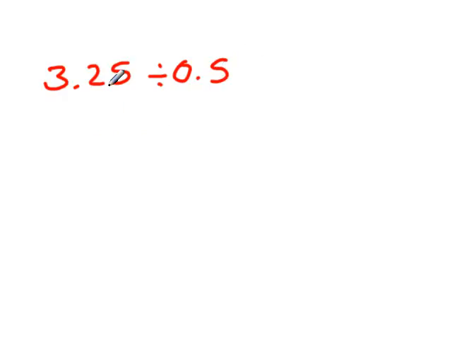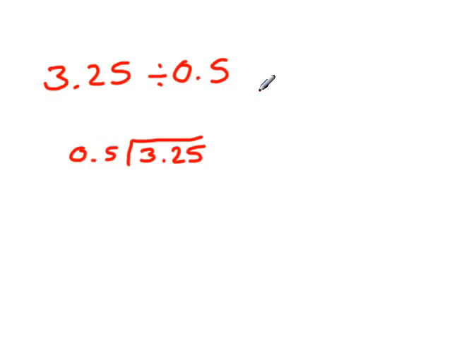Okay, in long division, you're going to set this up. Don't forget, it's always first term goes in the house, as some people call it, and then the second term on the outside. So I'm going to write 3.25 in here, and then 0.5 here. Now what I learned when I was a kid was simply move the decimal. I had no idea why.